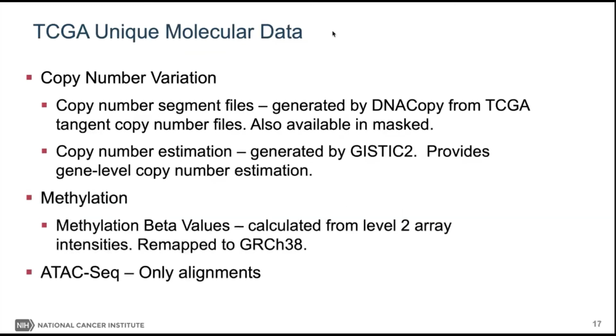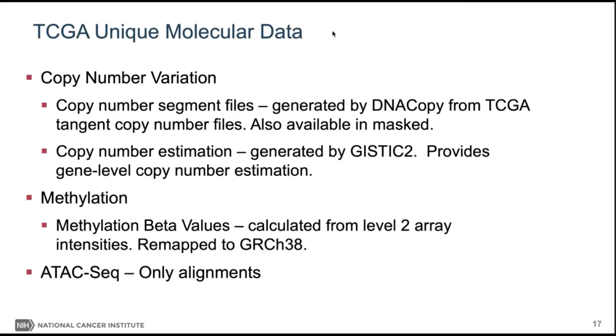Because TCGA is such a large project and the data was inherited in different levels of processing, the GDC has some unique molecular data that came from TCGA. First, I want to bring attention to the copy number variation, for which we have 2 files. The first is the segment files, which are generated by the R package DNAcopy. These come directly from the TCGA tangent copy number files, so these were tangent normalized using a specific algorithm. So it's not exactly raw data.